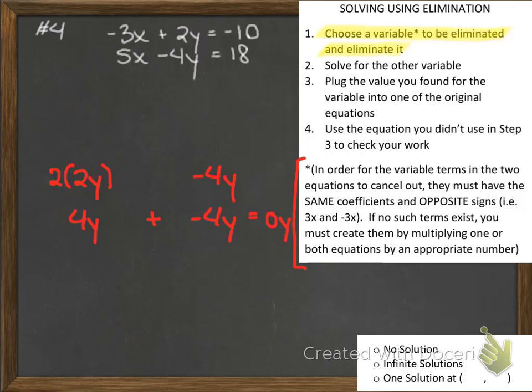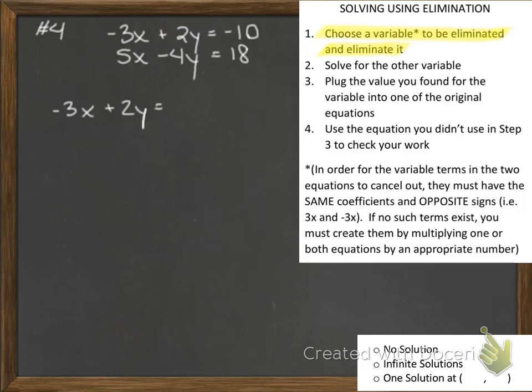So I mentioned that you have to multiply the whole equation by 2. And the reason for that, right, is that I can't just change one term of the equation. I have to change the whole equation, or else the equation isn't true anymore. Okay? So we're going to multiply this whole equation by 2. So negative 3x times 2 becomes negative 6x. 2y times 2 is 4y. Negative 10 times 2 is negative 20. So that's my new equation. Then I can just bring down the other equation.